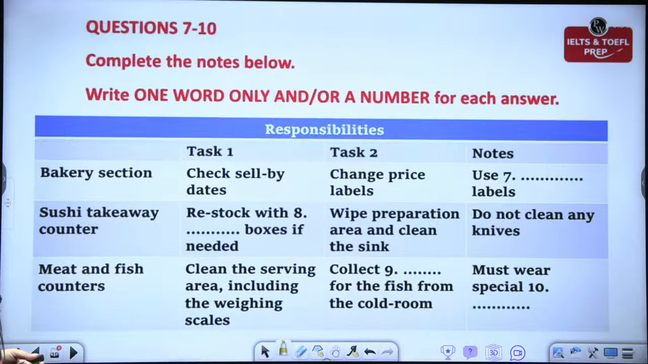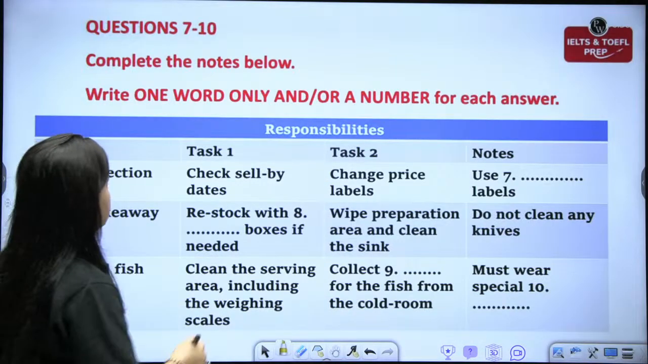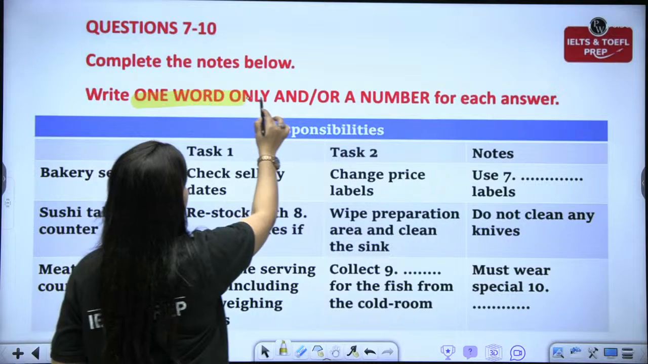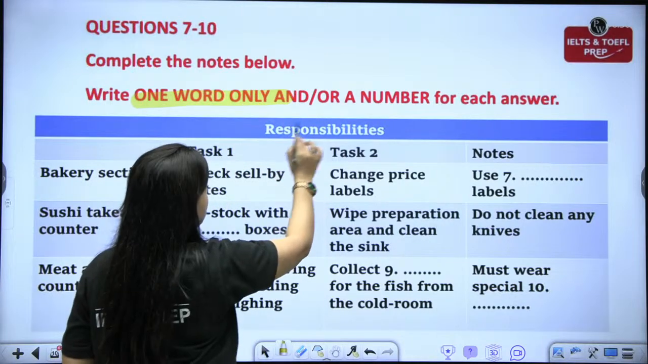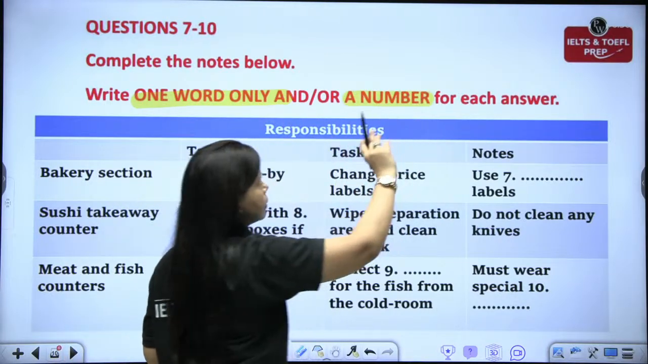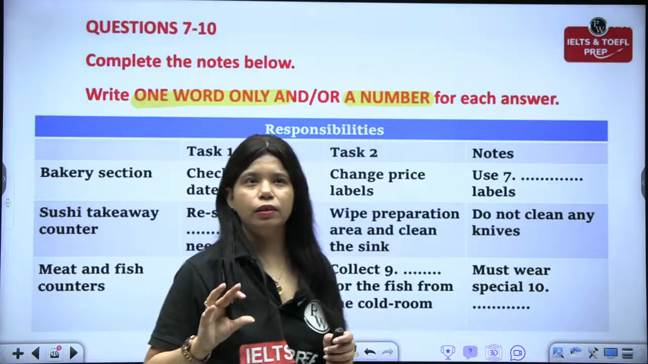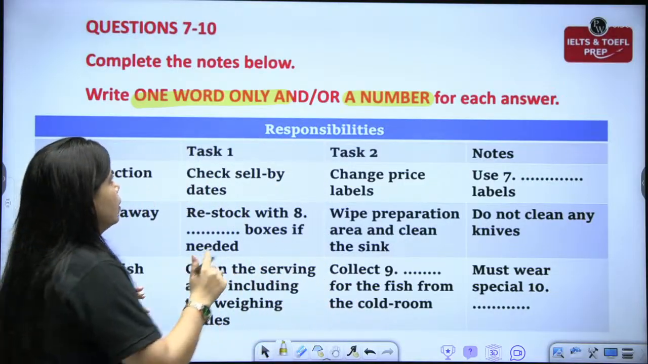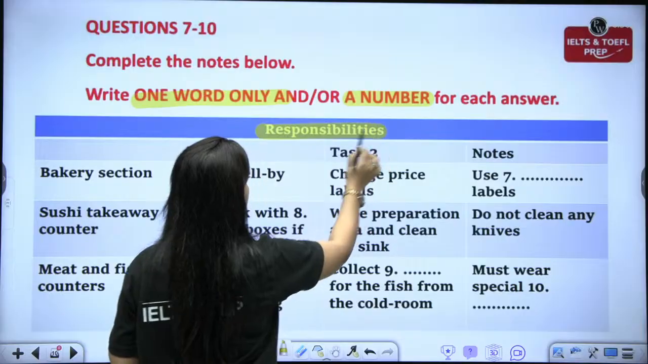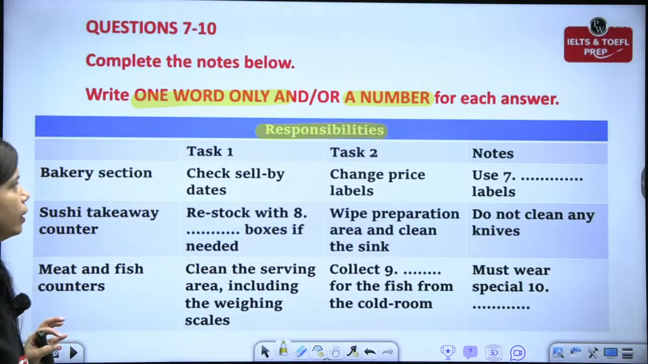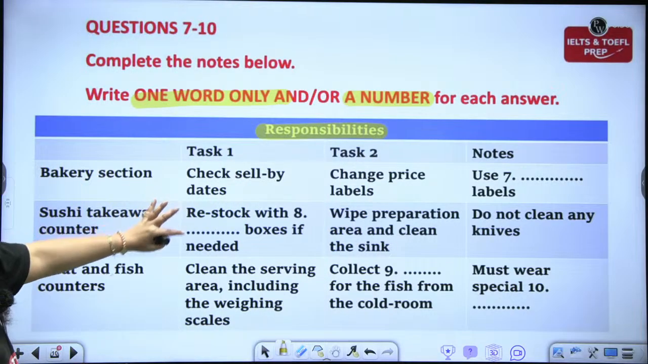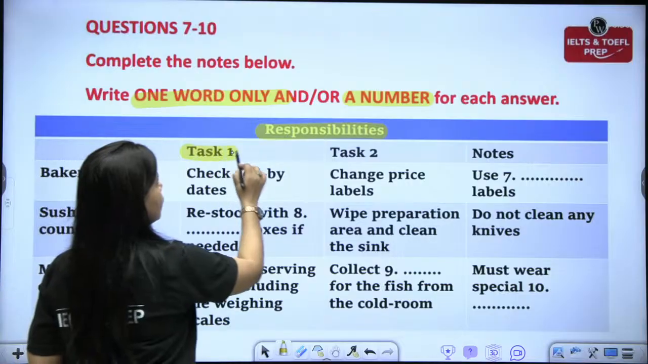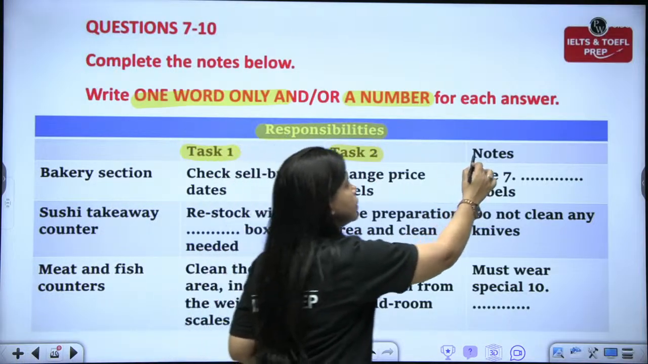Moving on. Okay, once again, table completion. Let's see the word limit, one word only. And or a number, that means along with one word you can also add a number and write it. That's the maximum limit. Now they are going to talk about responsibilities of whoever is joining. First day at work, right? So responsibilities. This is your task 1 column, task 2 column, and this is your notes column.